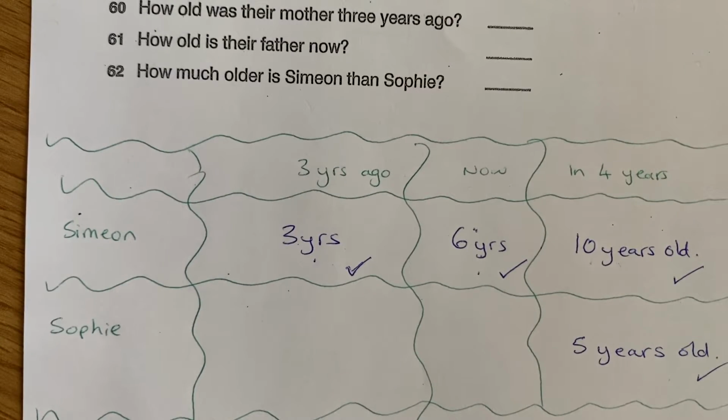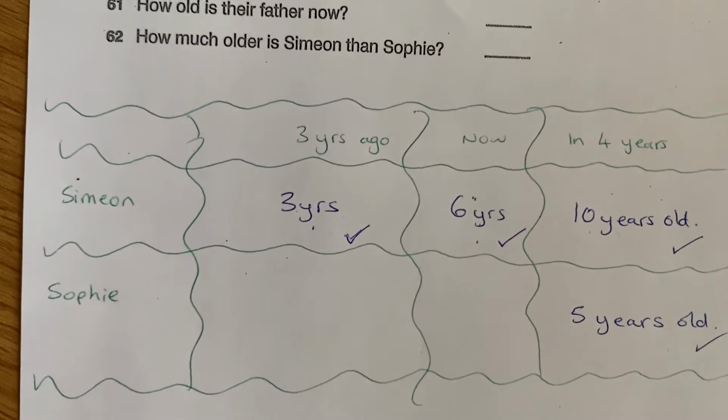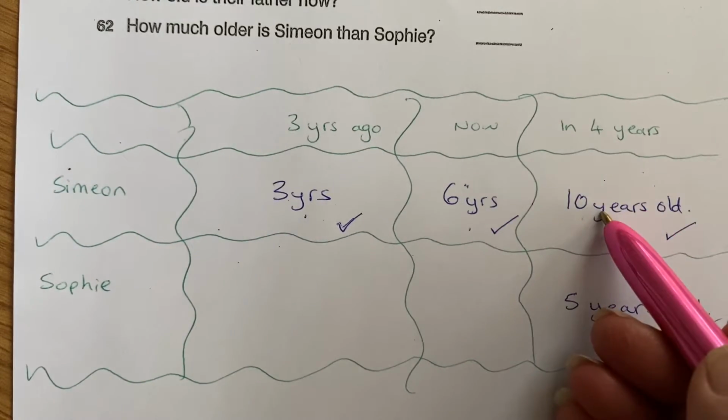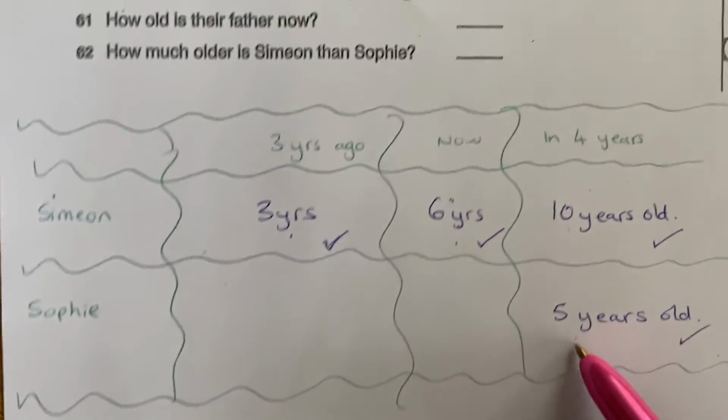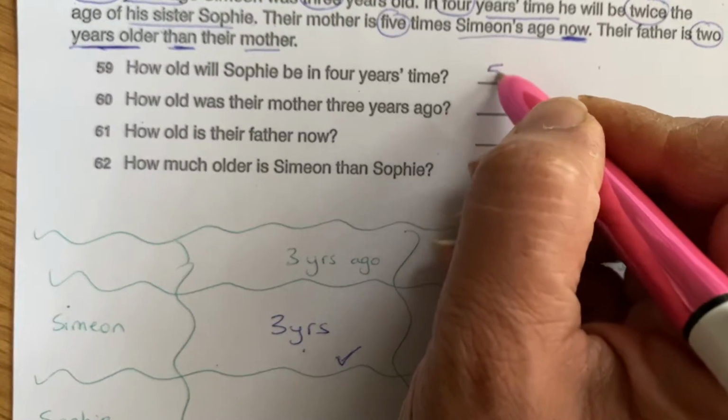How old will Sophie be in 4 years' time? Well, if in 4 years' time he was 10, she must be 5. So the answer here is 5.